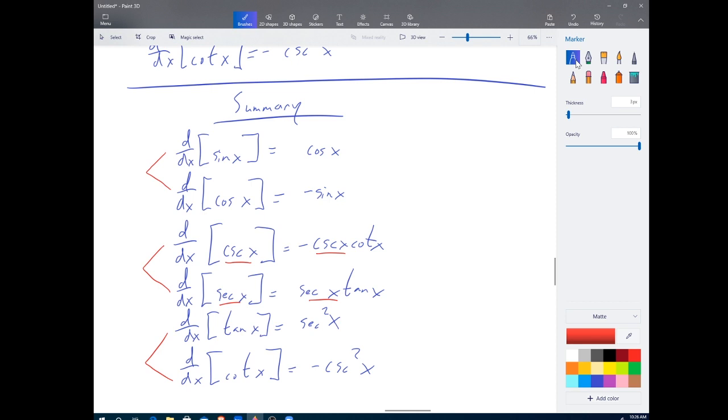Another pattern that doesn't necessarily jump out at you is anytime you take the derivative of something that starts with the letter C, and this is just a silly trick, but it works. Anytime you take the derivative of something that starts with the letter C, you get a negative. If you're a tangent, a secant, or a sine, you start with the letter S, those ones are all positive.